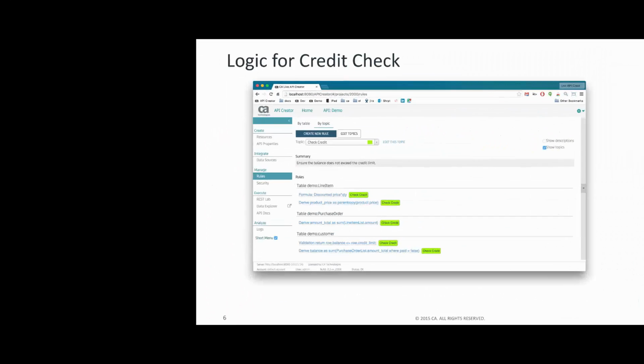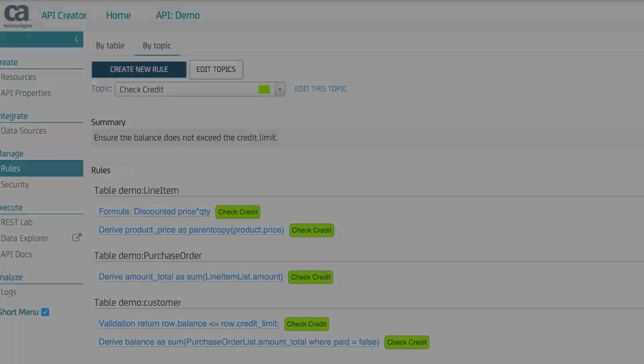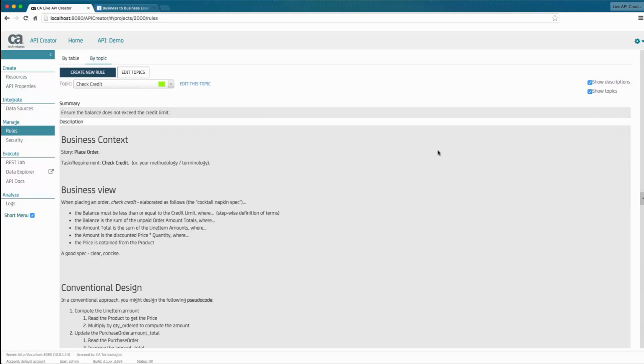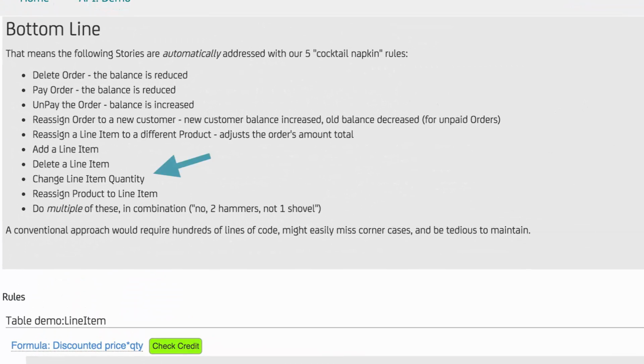A validation to ensure that the credit limit is greater than the balance, where the balance is the sum of the unshipped order totals, which is the sum of the order detail amounts, which is the unit price times the quantity, where the unit price is copied from the product. Our credit check addresses all the transactions we listed earlier automatically. Let's see how they react to changing a line item quantity.